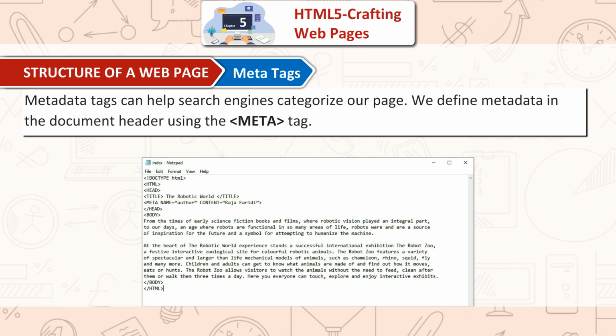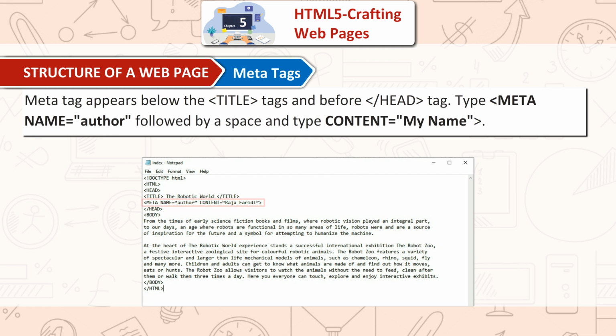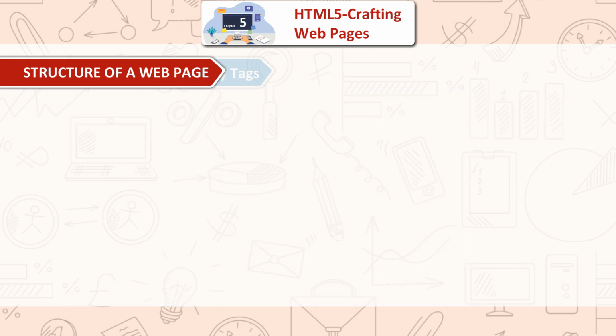We define metadata in the document header using the meta tag. The meta tag appears below the title tags and before the /head tag. Type meta name is equal to author, followed by a space, and type content is equal to my name.